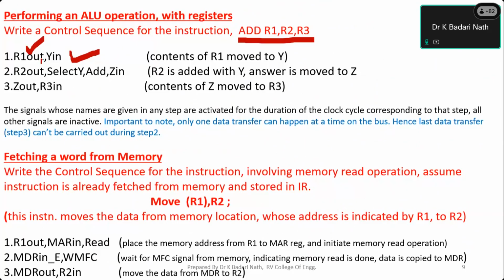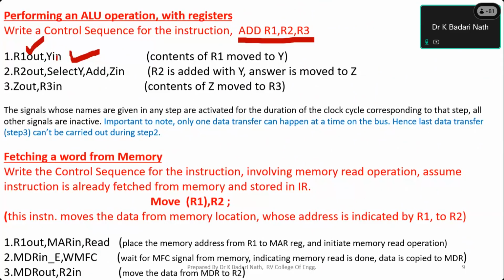At the same time, you have placed the data on the bus. Where should the data go? This is the source. So which is the destination? Y in register. Y in means a control given to the buffer which is connected to the Y register. The moment the Y in signal, for one clock cycle, we make it high. This is also high.